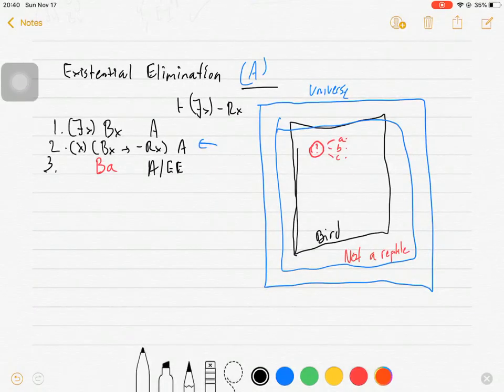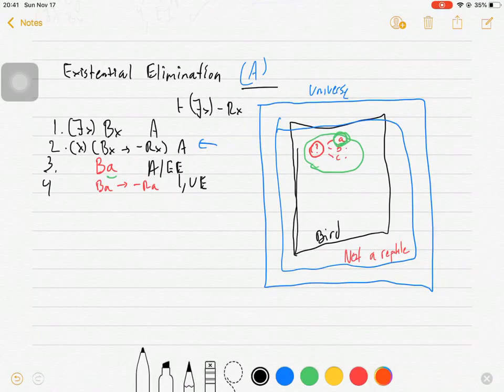Why are we assuming BA? Well, let's go back over here. We know that something has the quality of being a bird, but we actually don't know which specific thing does. So, for the sake of argument, what we're doing is we're picking some arbitrary letter, in this case A, and asking what would follow if it were the case that that one specific thing, that A, had the quality of being a bird. Thus starts our subproof. Next, we can go back and do UE now. We can get BA arrow not RA.